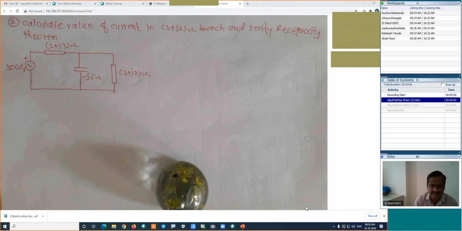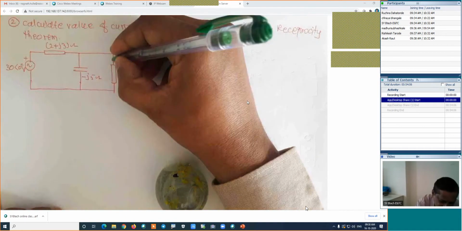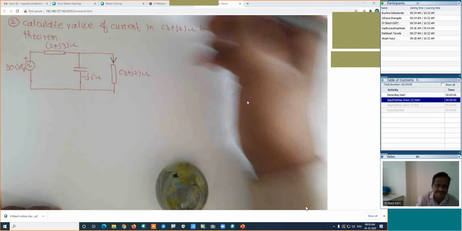Calculate the value of the current in the 3 plus J2 ohm resistance branch and verify the reciprocity theorem. Our aim is the calculation of the current in the 3 plus J2 ohm impedance. This is the current in which we are interested.